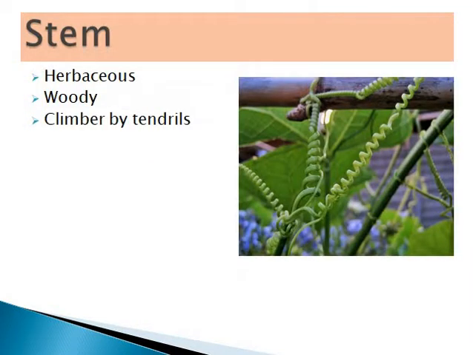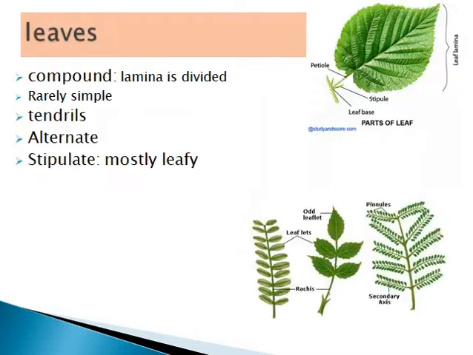The stem is herbaceous, woody, or climbing by tendrils. Herbaceous you have seen first inside the habit, and woody is also present, but there are also climbers by tendrils. These tendrils are actually modified stipules, which are used for climbing by touching solid things, such as the branches of other plants or walls.